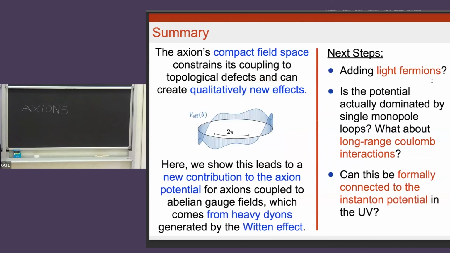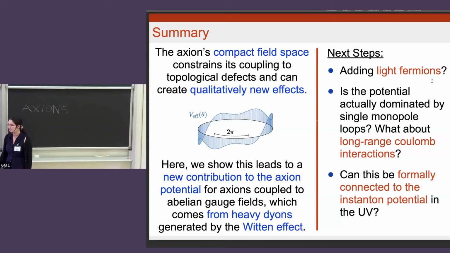So in summary, the axion's compact field space constrains its coupling to topological defects and can give qualitatively new effects. So that's the reason we see interesting effects like this for the axion and not for other particles. And here we specifically show that this is what leads to a new contribution to the axion potential when the axion is coupled to abelian gauge fields. And it comes from heavy dions and is generated by the Witten effect.